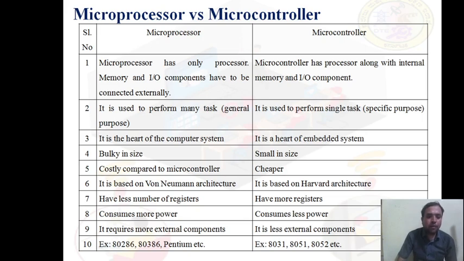Examples for microprocessors are 80286, 80386 and Pentium, whereas examples for microcontrollers are 8031, 8051 and 8052 ICs.